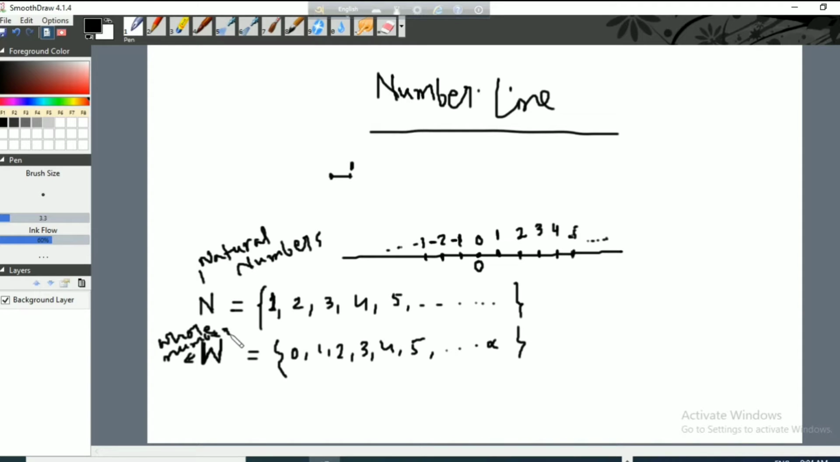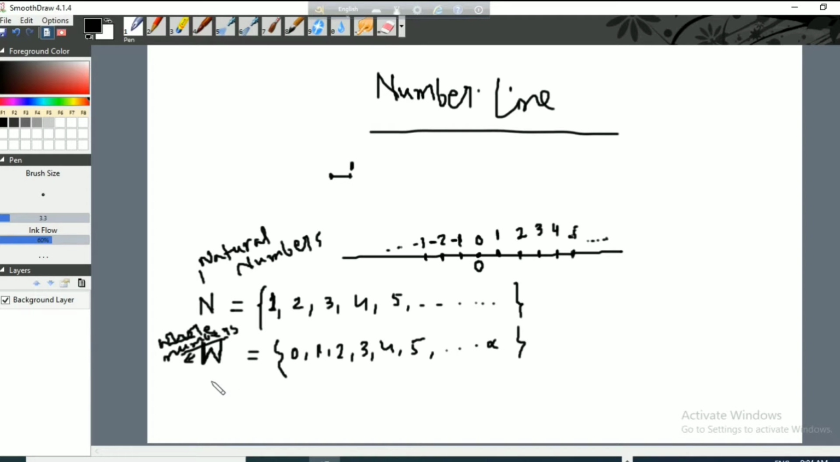So when we say whole numbers, if we don't mention otherwise, it will be from 0 to infinity, and all the whole numbers will be inside, all natural numbers plus 0.